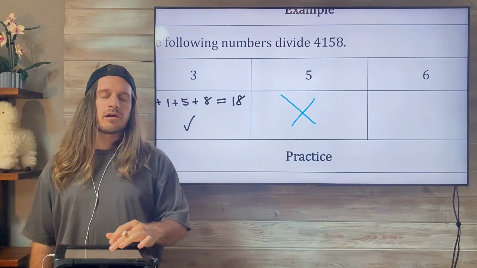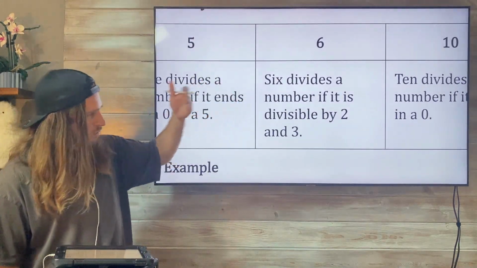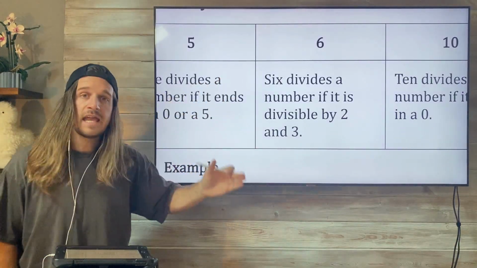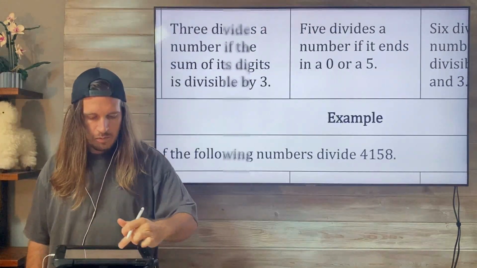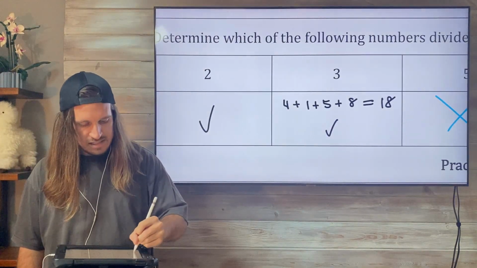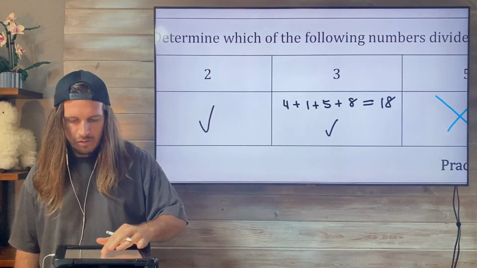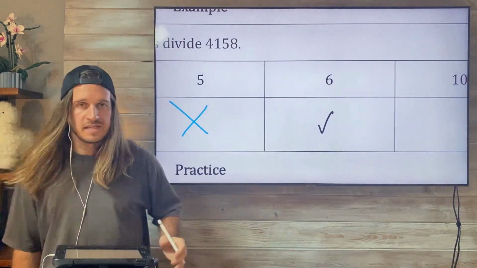How about 6? How can you tell if a number is divisible by 6? Well, a number is divisible by 6 if it is divisible by 2 and 3. So if it has already satisfied 2 and 3, 6 will work. And we did satisfy 2, we did satisfy 3, which means the number in question, 4,158, is divisible by 6.